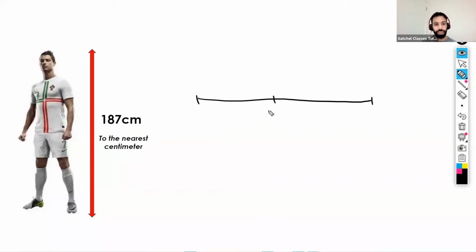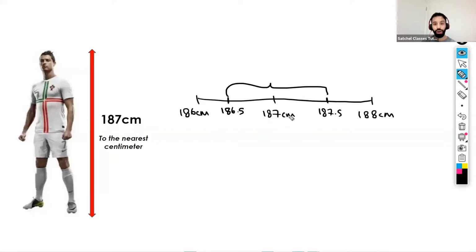Ronaldo to the nearest centimeter is 187 centimeters. The next centimeter up is 188 centimeters, and the next centimeter down is 186 centimeters. So the error interval would lie in between 186 and 187. That would give us our lower bound, which is 186.5. And our upper bound would be 187.5, because all values within this range would round to 187.